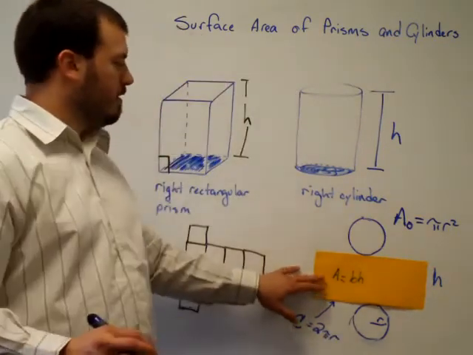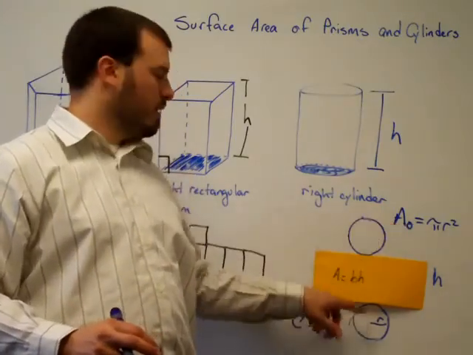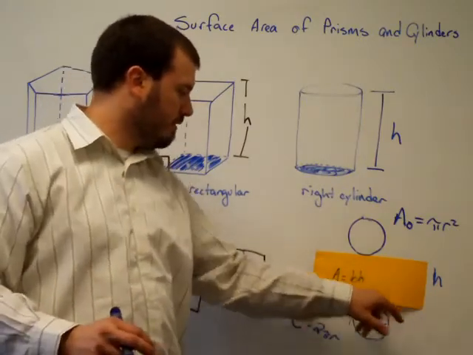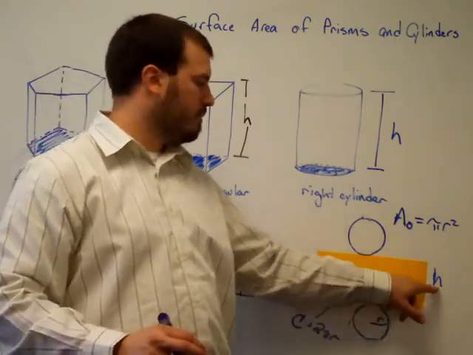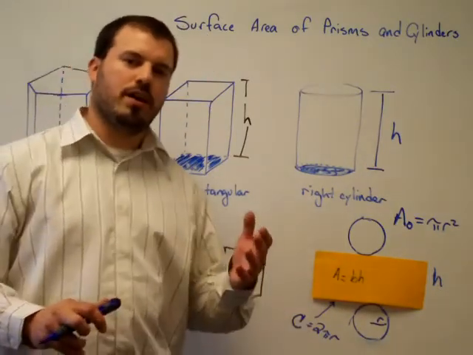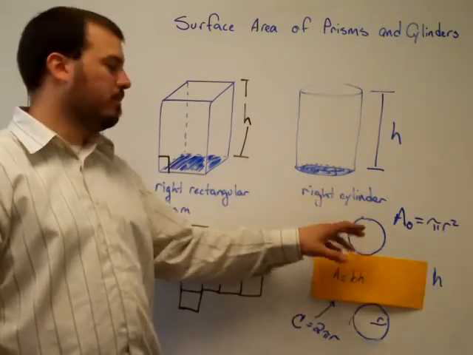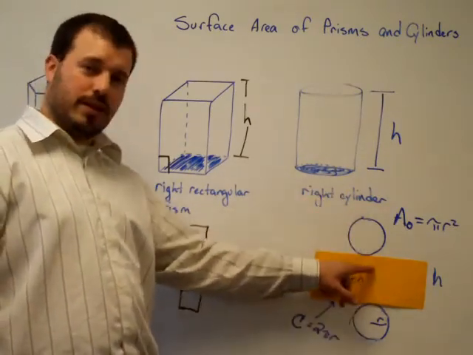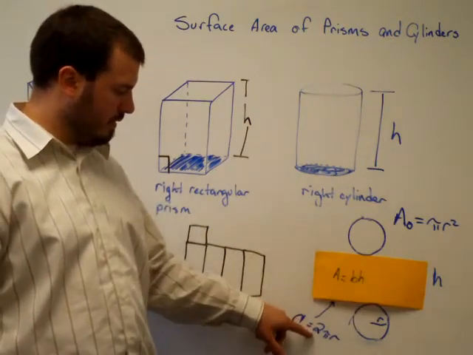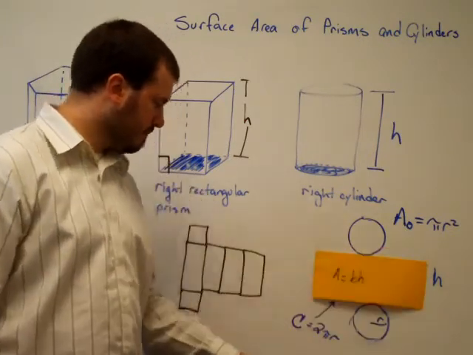So our area of the two circles, pi r squared plus pi r squared, plus the area of this rectangle, which is found by doing its base, 2 pi r, times its height. Alright, so that is just a summary of how you can find the surface area of a right cylinder by adding the two circles and the rectangle, which is the lateral face, the lateral area, which is again 2 pi r times the height of the cylinder.